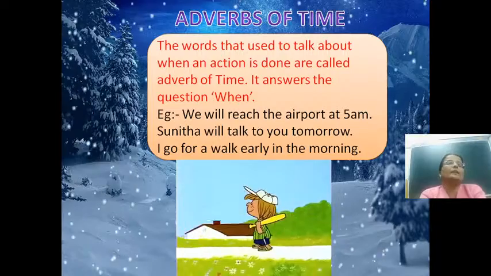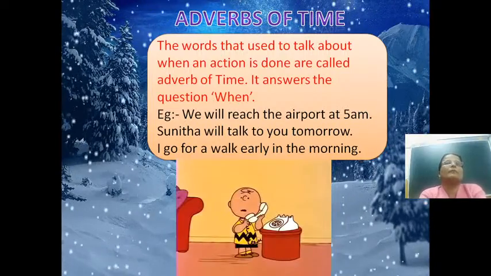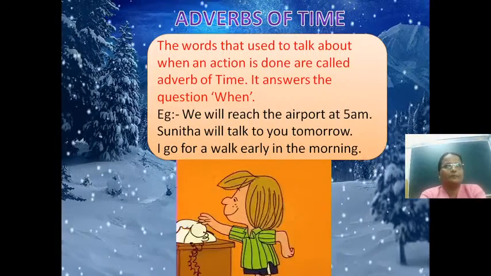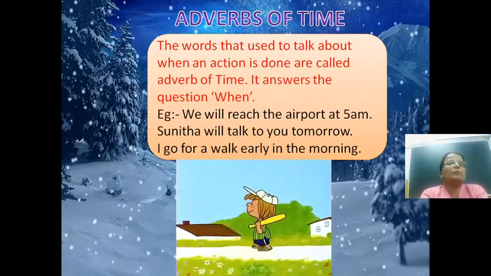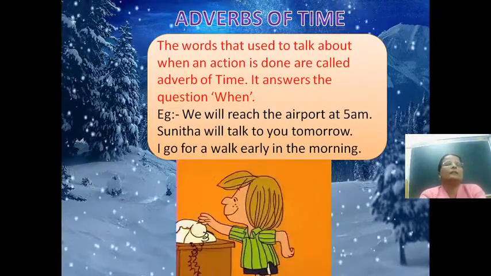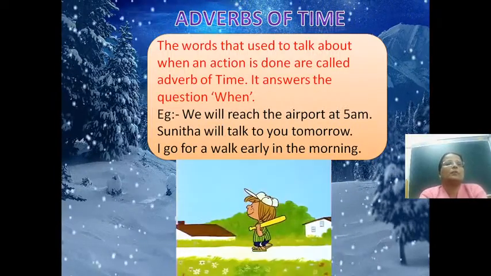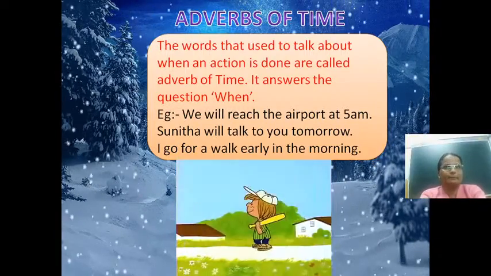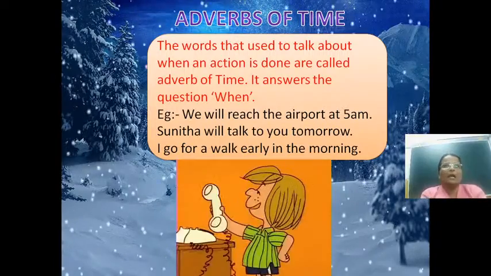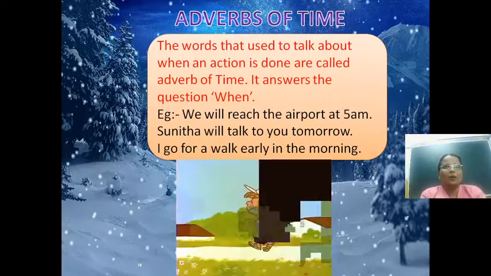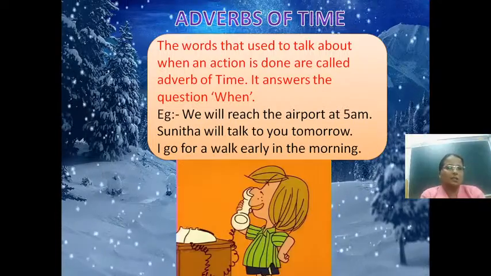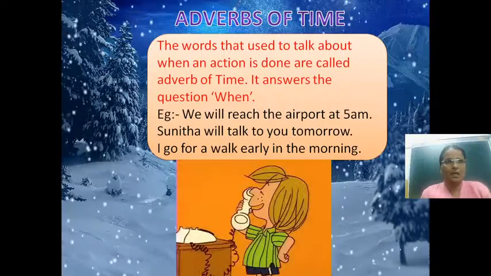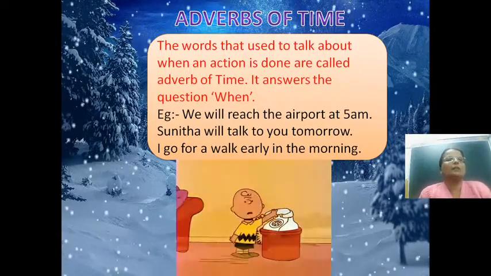You know that when we learned about adverb of manner, we learned that adverb of manner answers the question how, and when we learned about adverb of place, we learned that adverb of place answers the question where, and this is adverb of time. So here the adverbs which are used talk about when an action is done. It talks about the time, so that it answers the question when.